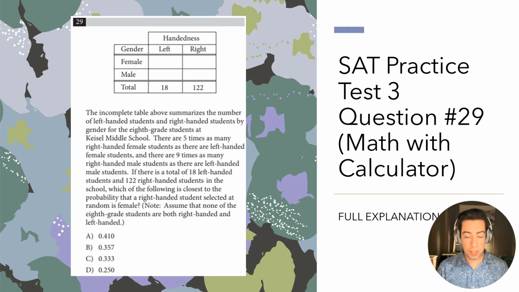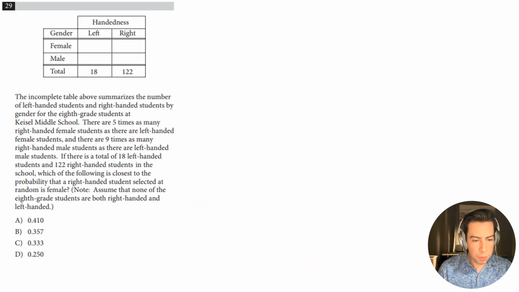All right, question number 29, let's get right into it. So we have the incomplete table above summarizes the number of left-handed students and right-handed students by gender for the 8th grade students at Keisel Middle School. There are 5 times as many right-handed female students as there are left-handed female students, and there are 9 times as many right-handed male students as there are left-handed male students. If there is a total of 18 left-handed students and 122 right-handed students in the school, which of the following is closest to the probability that a right-handed student selected at random is female?